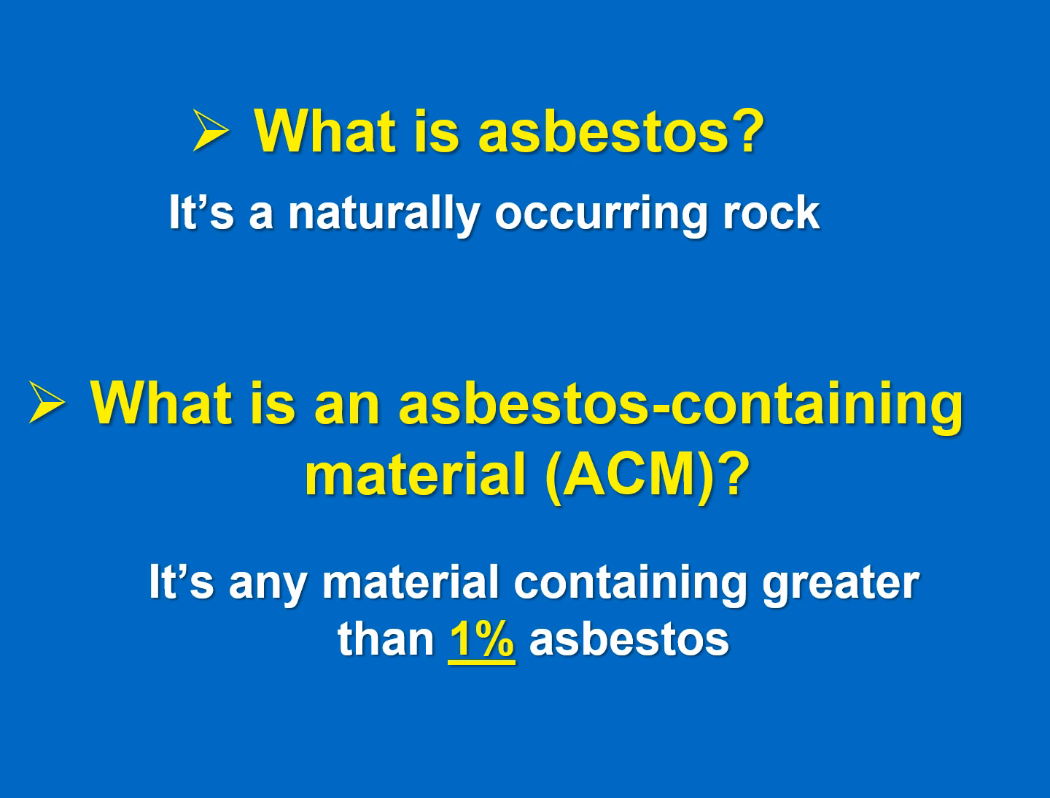What is asbestos? Asbestos is a naturally occurring rock or mineral that is found in the earth. What is an asbestos containing material, or ACM? It is any material that contains greater than 1% asbestos by volume.